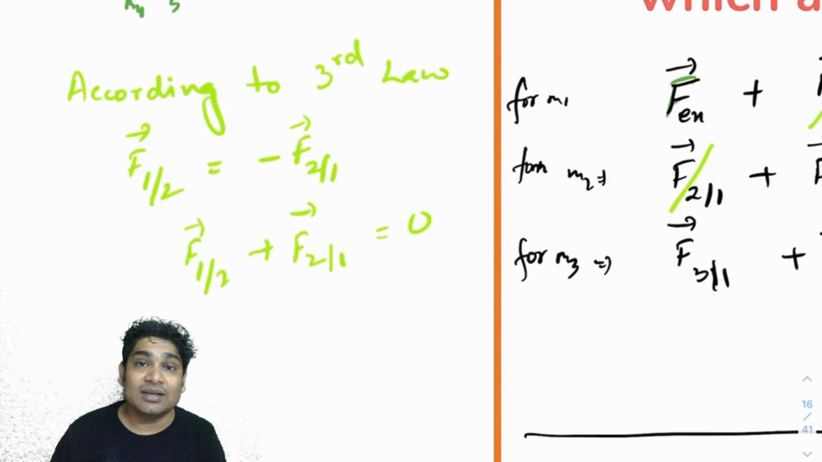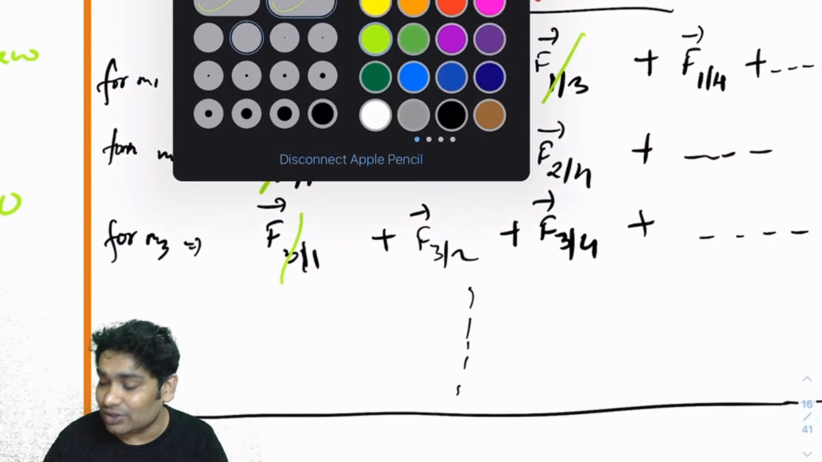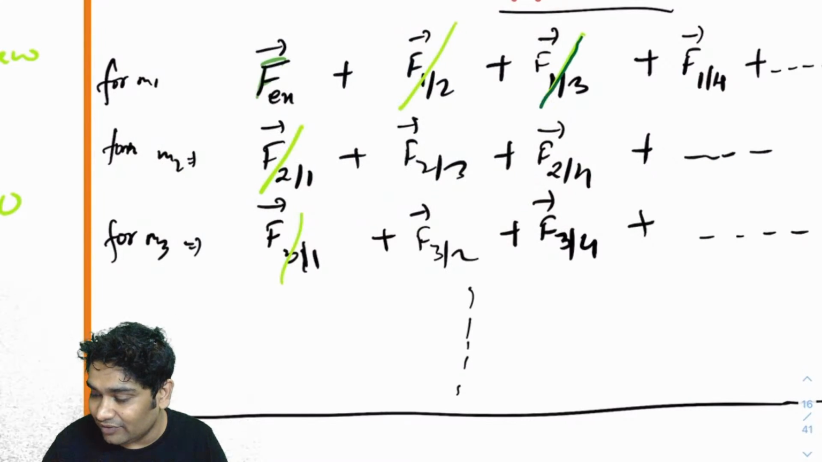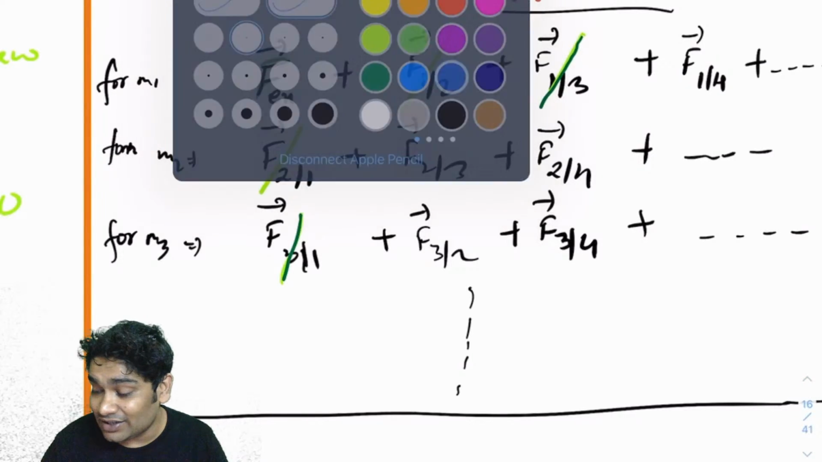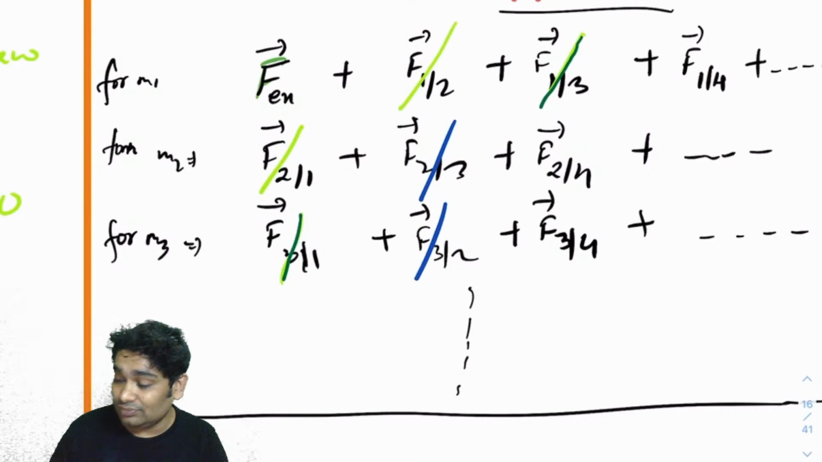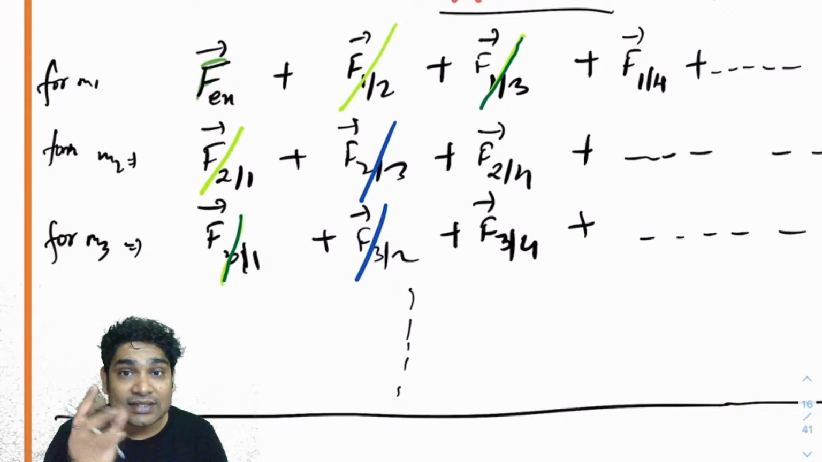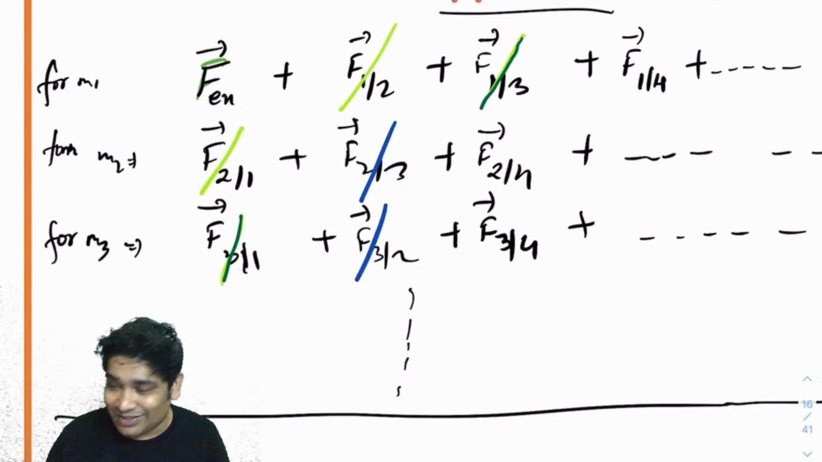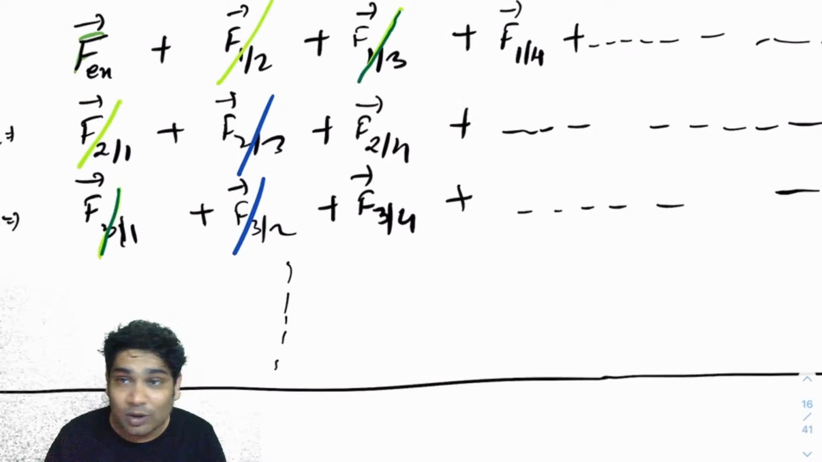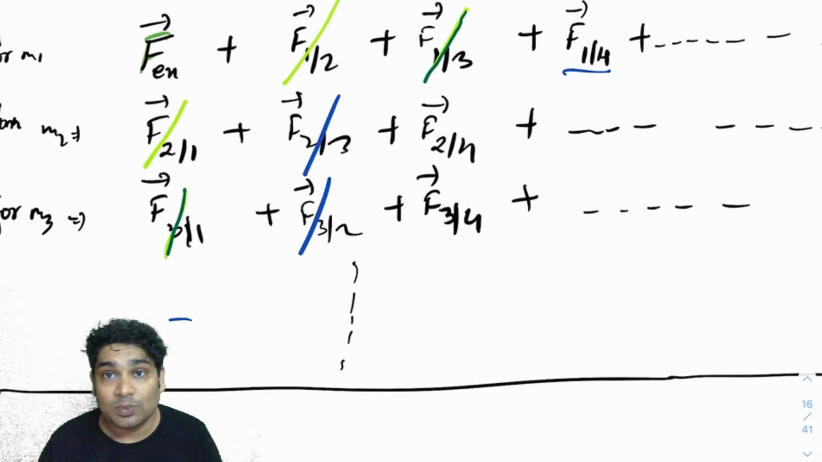Similarly, you will realize that the sum of this and this will also be 0. Let's mark them with different colors. This and this would also be 0. Then of course the sum of this and this would be 0. So for every force that the masses are applying amongst themselves, you will find the action-reaction pairs in these equations. When you are adding them up, all these forces which are due to the masses internally will get cancelled out. Please remember that.